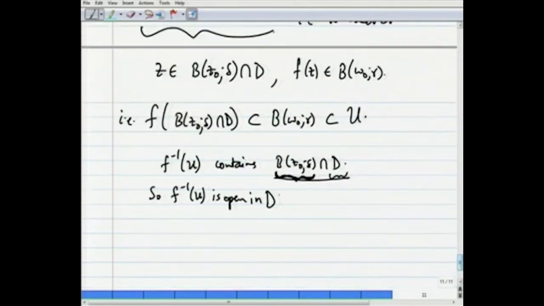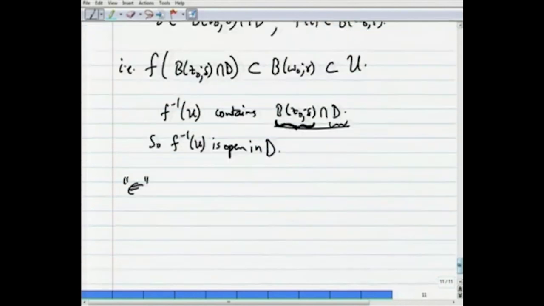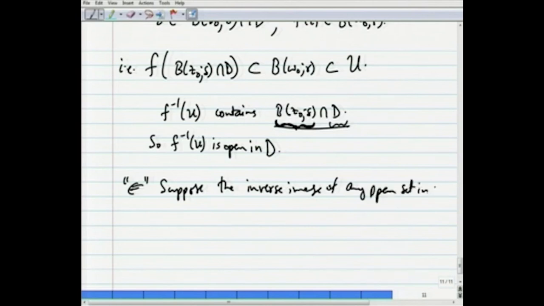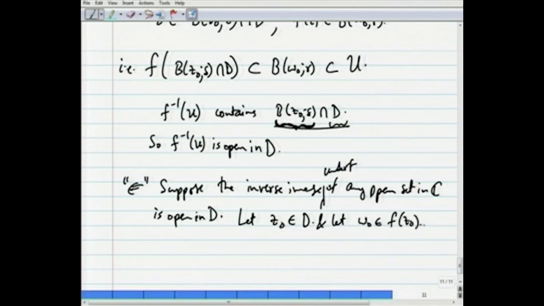That is the proof of the forward direction. And then in the other direction, suppose that the property is satisfied; we want to show that F is continuous. Suppose the inverse image under F of any open set in C is open in D. Let Z naught belong to D; we want to show that F is continuous there, and let W naught equal F of Z naught.